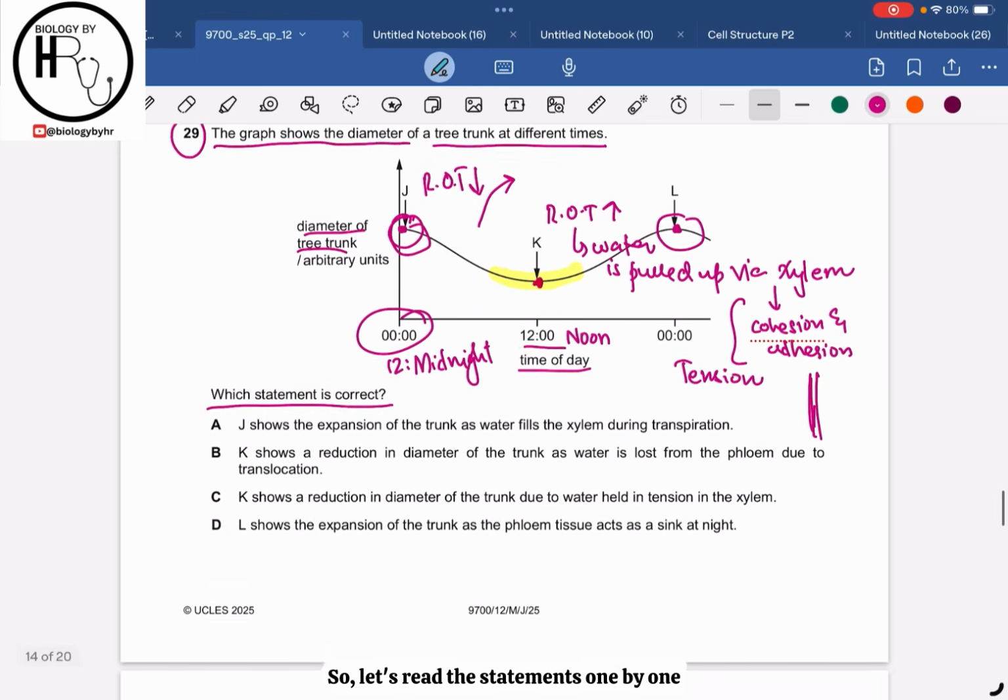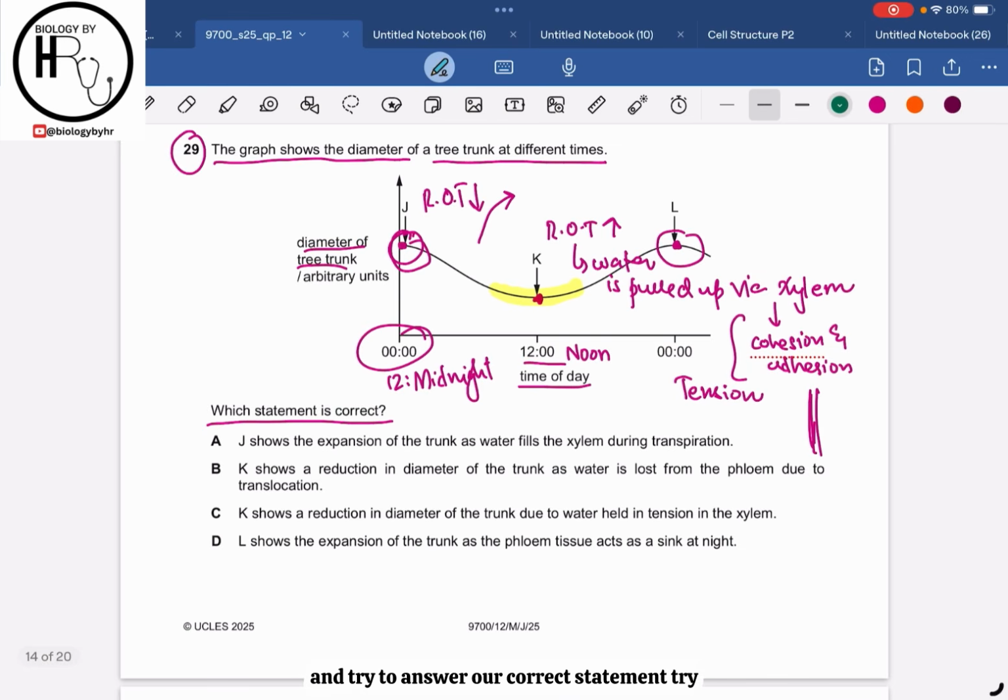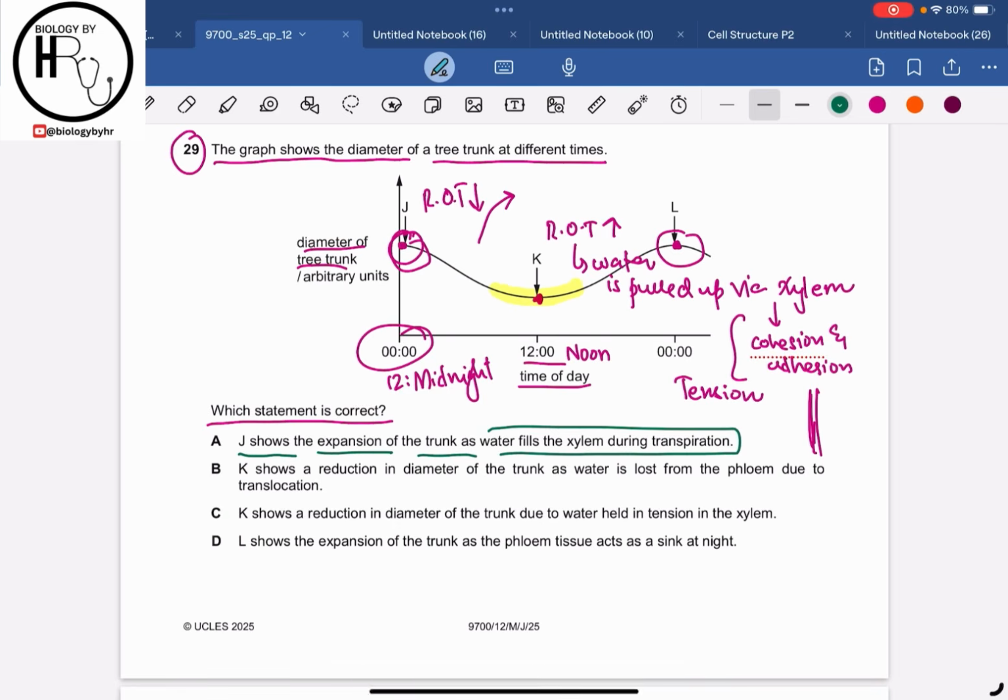So let's read the statements one by one and try to find the correct statement. Basically, J shows the expansion of the trunk as the water fills the xylem during the transpiration. No, this is wrong because the trunk diameter decreases during the day when the transpiration is there, right? It does not expand. So this is incorrect. And also at night time there is not much transpiration as well.